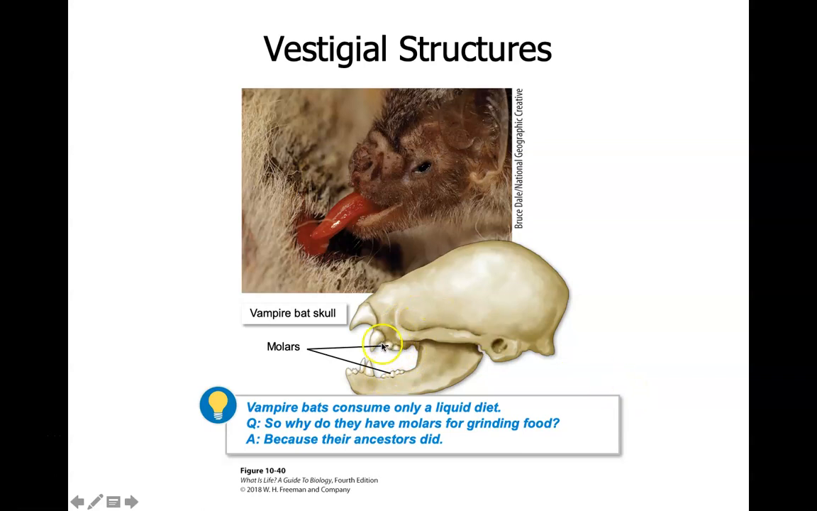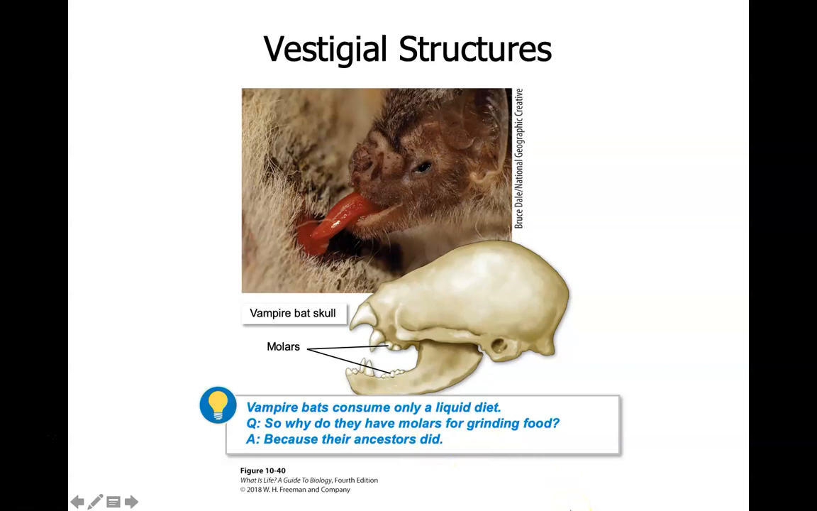Now, the reason they still have them is that their ancestors did. So these bats would have begun utilizing this food source, but there's not really any reason to lose the molars. If they're not causing any negative impact, those molars are going to stay there. So they're there because their ancestors had them, even though they don't use them anymore.